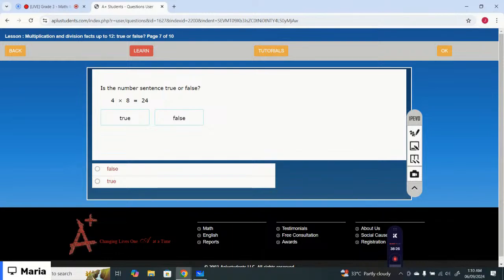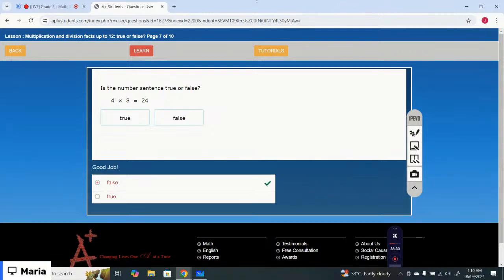The correct option is 4 times 8 is not equal to 24. False it is. 4 times 8 is 32. Very good. False it is.